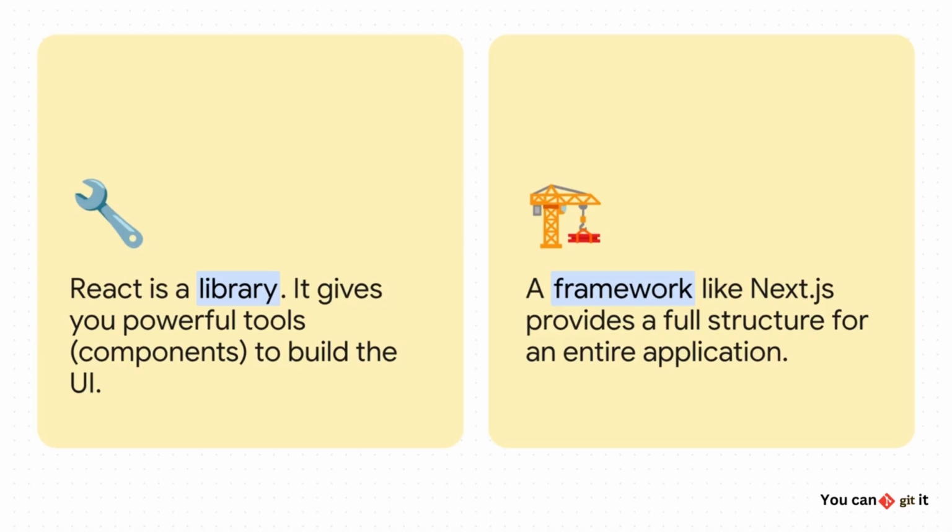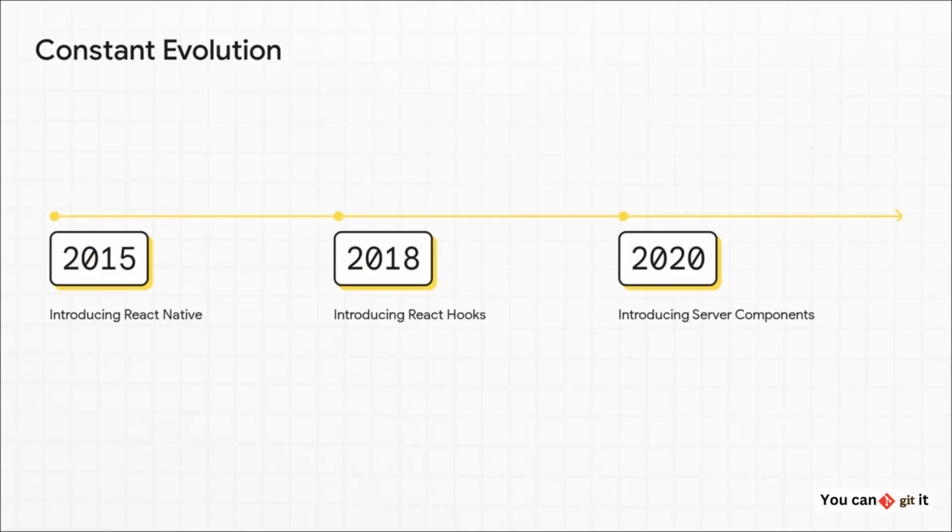And you have to understand, React has never just stood still. Back in 2015, React Native changed the game for mobile apps. In 2018, hooks completely revolutionized how we write components. And more recently, things like server components are pushing the absolute boundaries of performance. The team is always innovating, which is a huge reason why it stays so relevant.